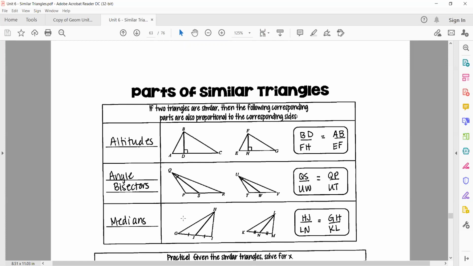Same thing holds true in these other examples. We got bisectors here, so QS, our bisection line, is comparable to UW, which is the bisector on the other triangle. And then you can pick QP is going to be comparable to UT, or you could say QR is going to be corresponding to UV. PS corresponds to TW, SR corresponds to WV. Any of those parts that are created when you bisect a triangle like that are going to end up being corresponding. You can establish those ratios.